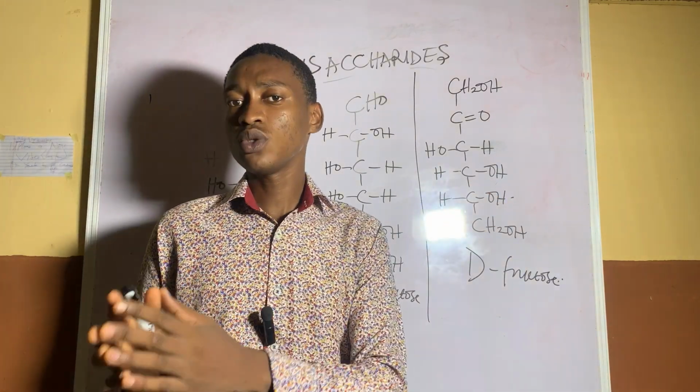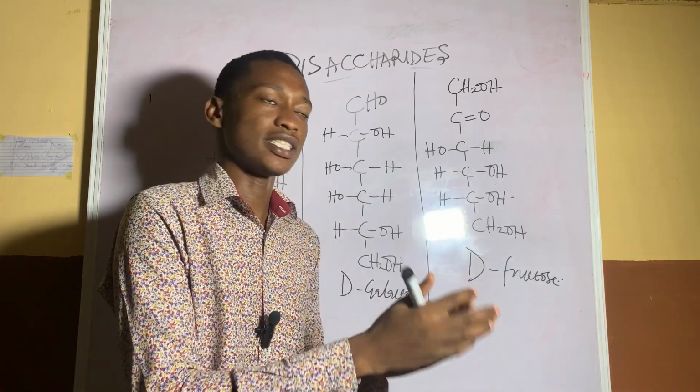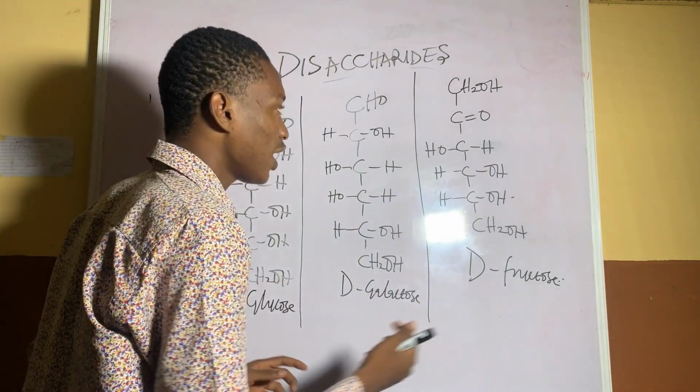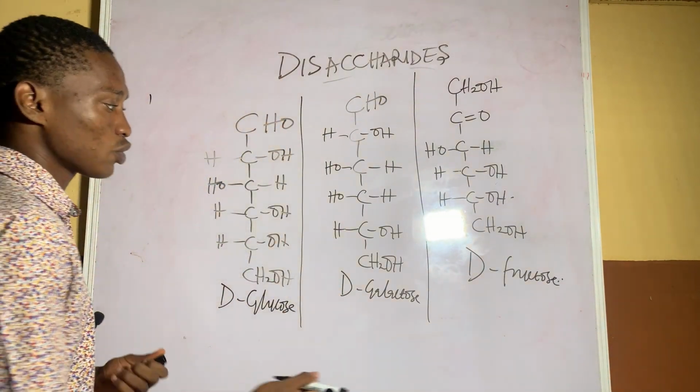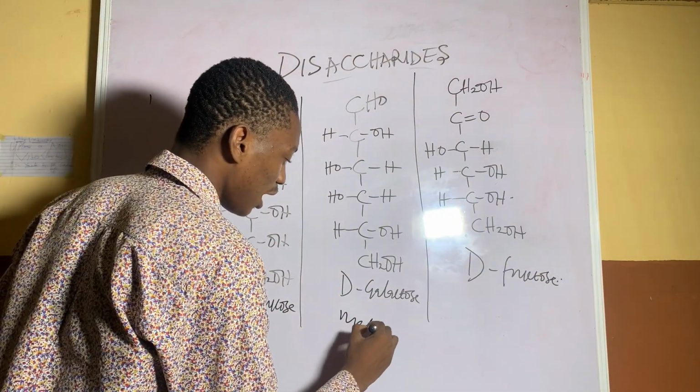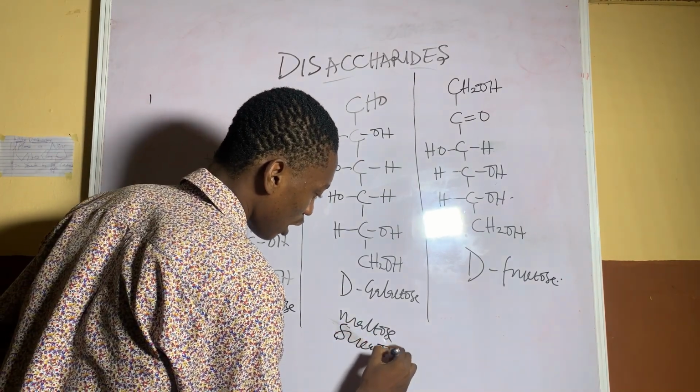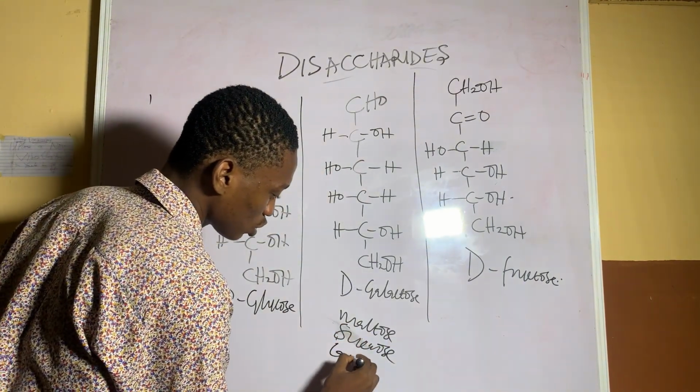There are monosaccharide units that are very essential in the formation of these disaccharides. We'll begin to look at the glucose, the galactose, and the fructose. I told you that there are three important disaccharides I want us to look at, which I mentioned maltose, and then sucrose, and then lactose.